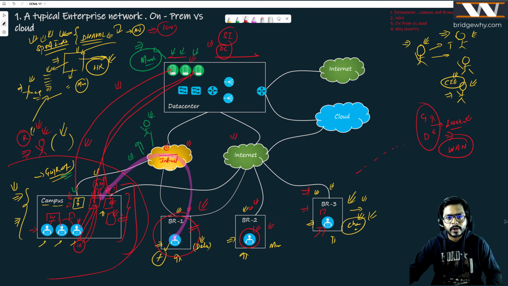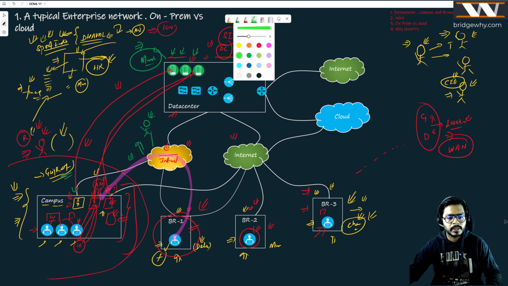Again, you cannot just put all the servers here, because you need connectivity. Now you need connectivity of this data center to the campus, right? And that is why you are going to use the service of this internet, so that the servers can also be reached from the campus. It is as simple as that.